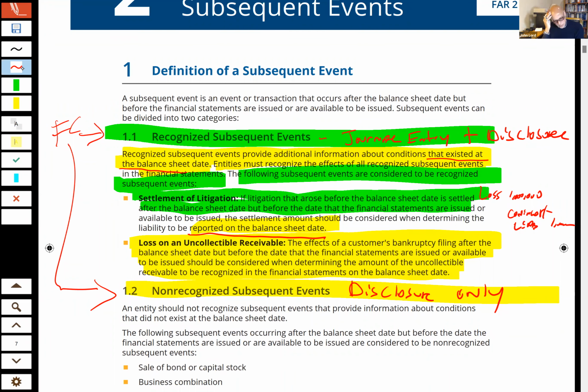Now you look at that and say, well, wait a minute. Why would we have to take a loss if they don't declare the bankruptcy until after year end? Well, the accounting standards specifically say bankruptcy doesn't happen overnight. The events and circumstances that led to that bankruptcy filing in year two were already in effect in year one. So you should go ahead and book a loss, make a journal entry, and of course, disclose.